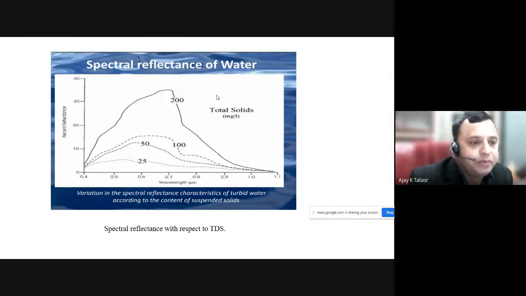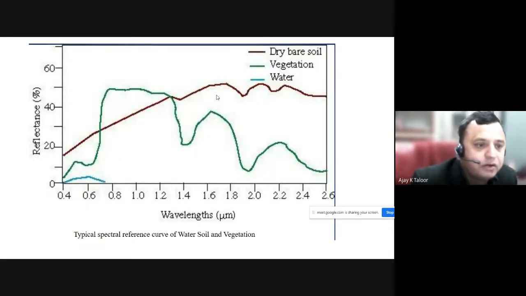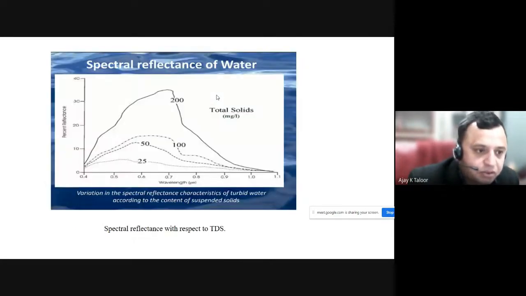So, based on the total solids present in the water, the spectral reflectance curve behaves like this. You can see that if you have 200 milligrams per liter of total solids present in the water, then your spectra behaves this way. This spectra we are able to determine from any image processing software.